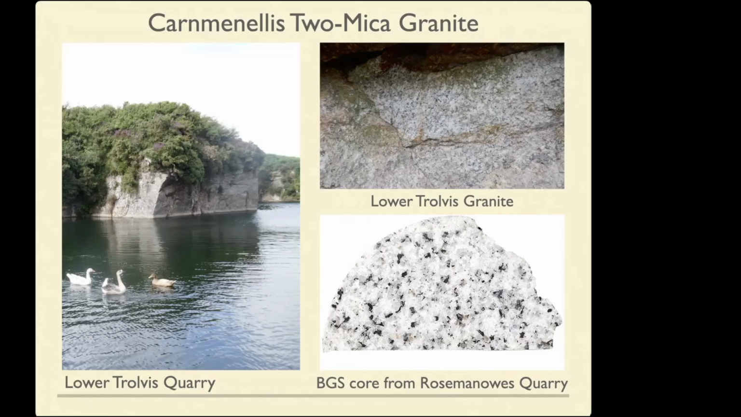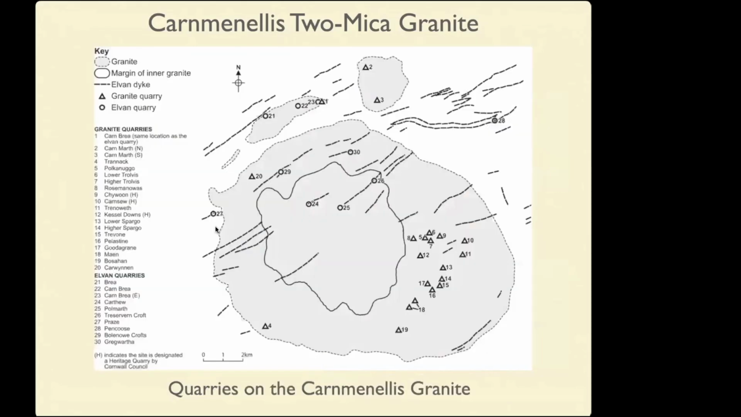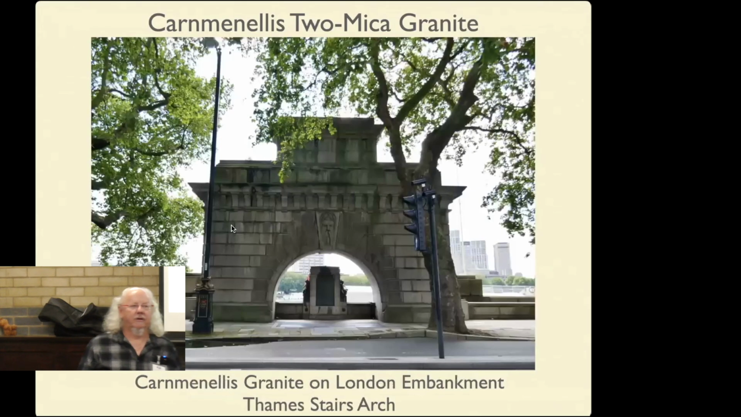So anyway, quarries. Why are there quarries? In fact, there are quite a lot of quarries on the Carmenellis granite. All of these are quarries, both in the granite itself and also in things called elvens, which we'll talk about in a bit. So why are there so many quarries on Carmenellis? Well, because they built London with it.